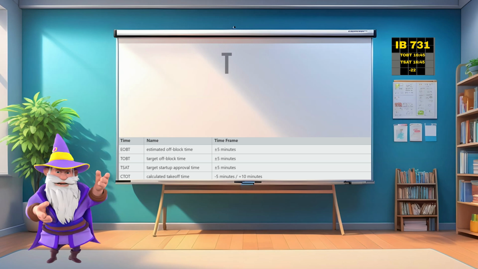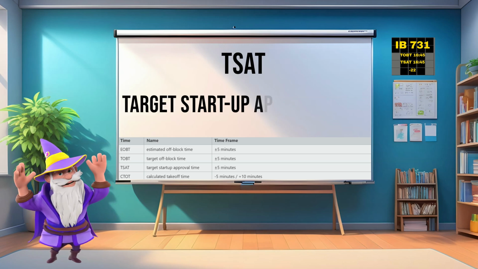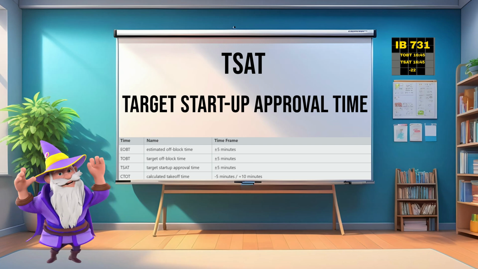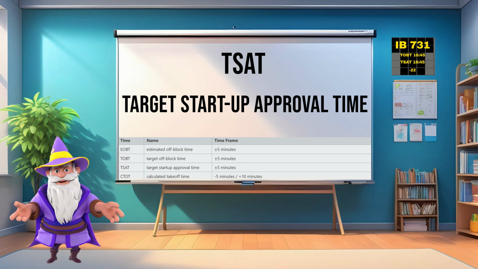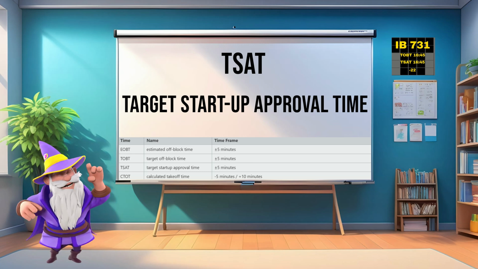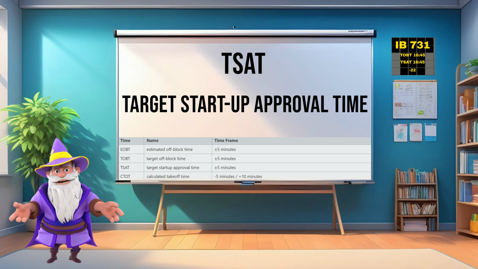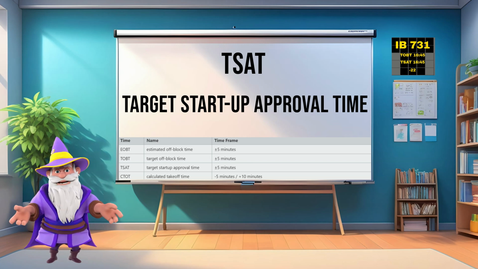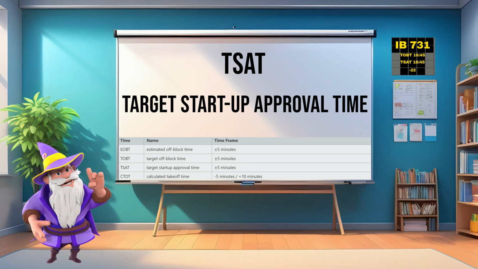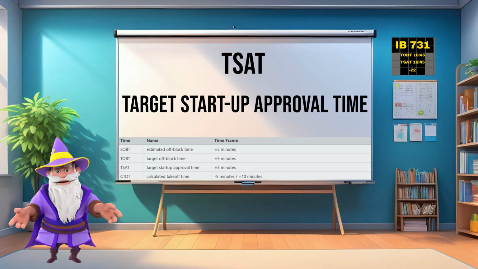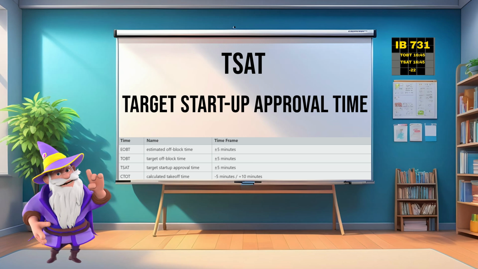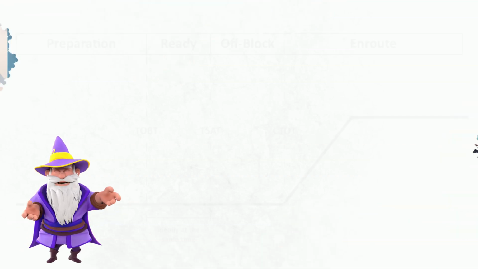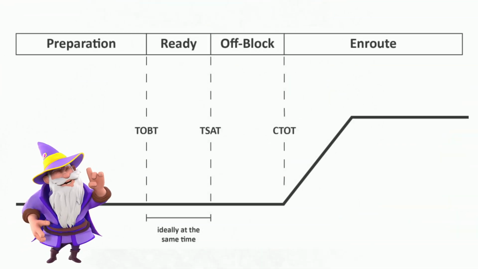Now, let's move on to TSAT, or Target Startup Approval Time. This is the time assigned by ATC, Air Traffic Control, for when your aircraft should request startup clearance. But where does this time come from? TSAT is calculated based on your Target Off-Block Time, or TOBT, along with real-time traffic conditions at the airport. It's designed to ensure an efficient flow of traffic, especially at busy airports. Think of TSAT as your slot within the airport's sequencing system.